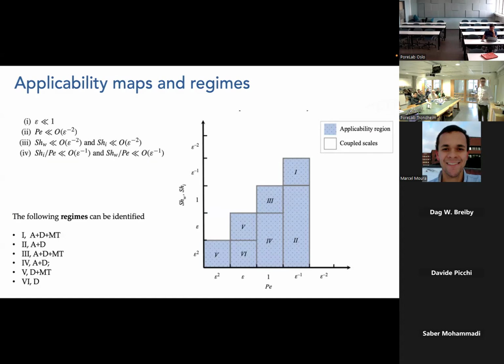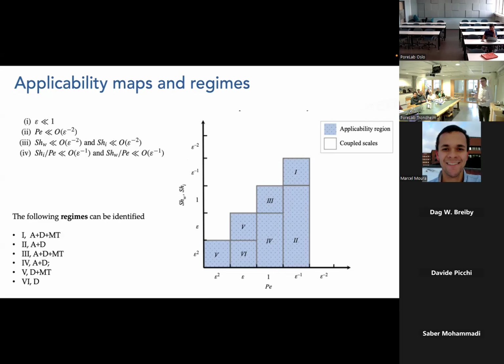Before doing that, while you are applying this machinery of the two-scale asymptotics, you also obtain a precise applicability map, which tells you when the model is applicable and when it is not. The model is applicable only when epsilon is small, so the scale parameter is small. The Péclet number should be bounded by 1 over epsilon square, and so on. And this is a graphical way of bounding the validity of the model.